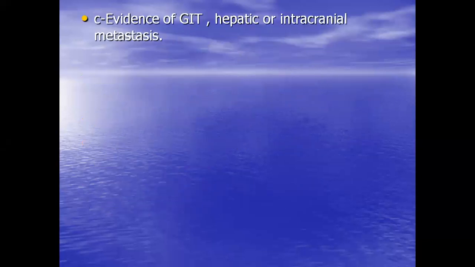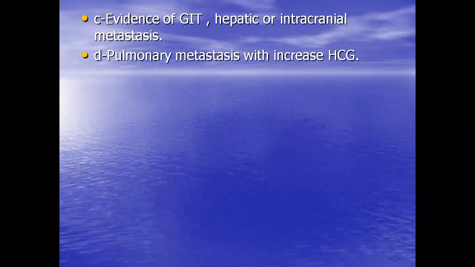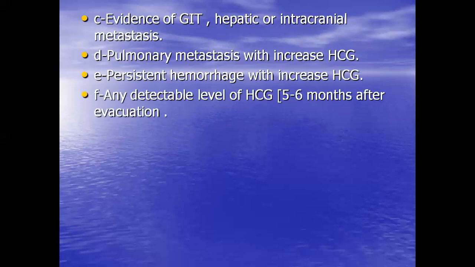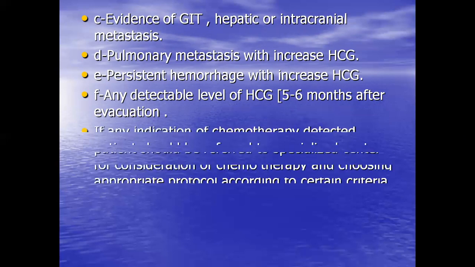If there is evidence of GIT, hepatic or intracranial metastases, I have to give chemotherapy. Pulmonary metastases alone with increased HCG, you have to give it. Persistent hemorrhage with increased HCG. Any detectable level of HCG after 5 to 6 months after evacuation. For example, everything is normal, then after 6 months we find the level becomes, say, 200, you have to give chemotherapy.